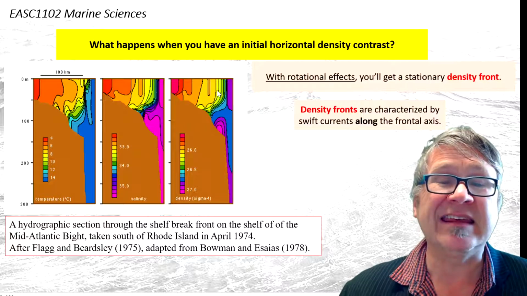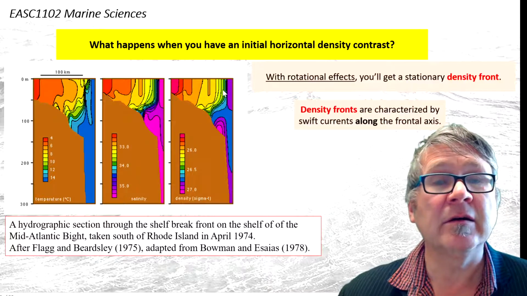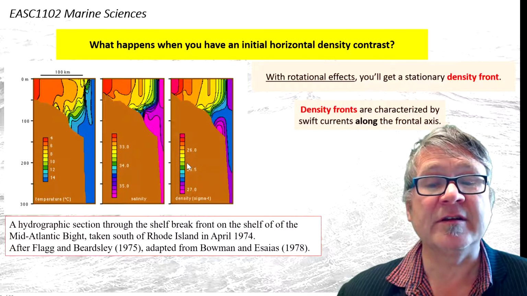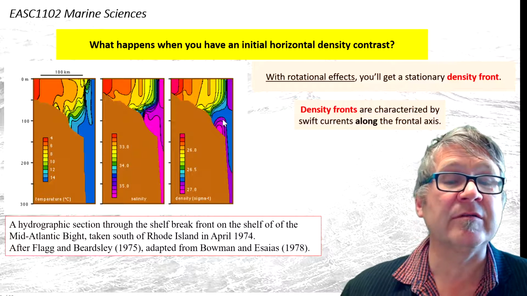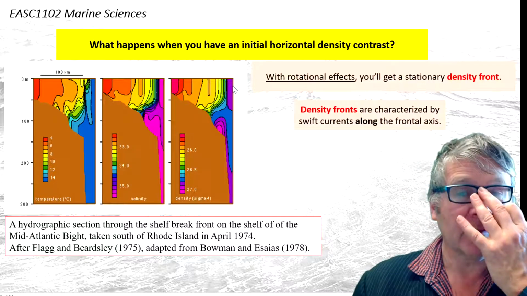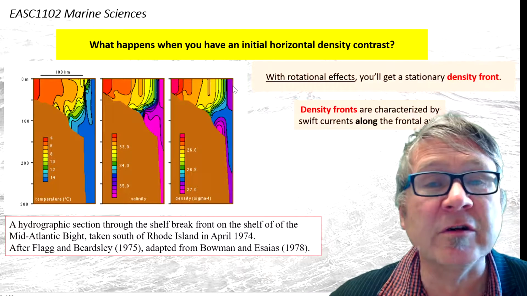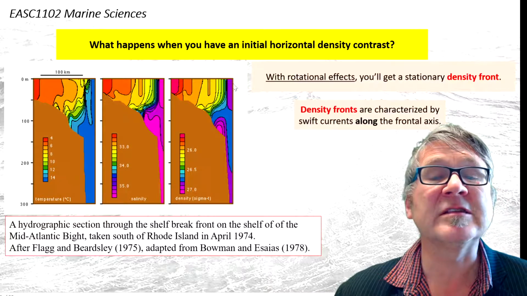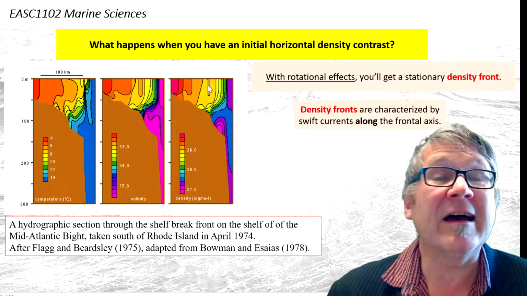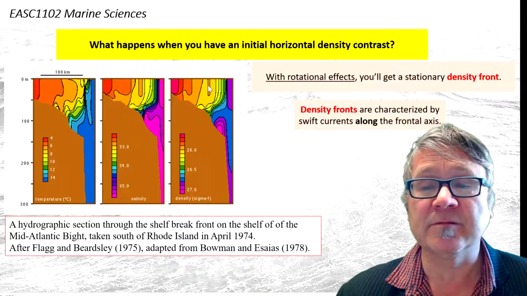What does it mean? The yellow-orange stuff is light water, less than something like 26 in sigma t units. And on the other side, you have the blue and the purple stuff, which is heavier water. So you can see the density front, you can see the lines, there is a horizontal transition zone, horizontal gradients, and this is what we call a density front. It's sustained over long times, and the current runs not across but along this density front.